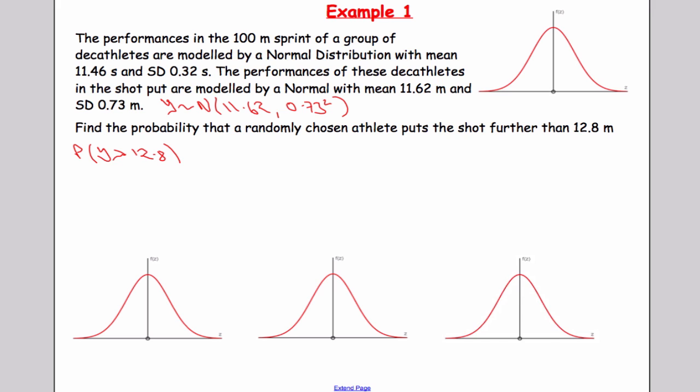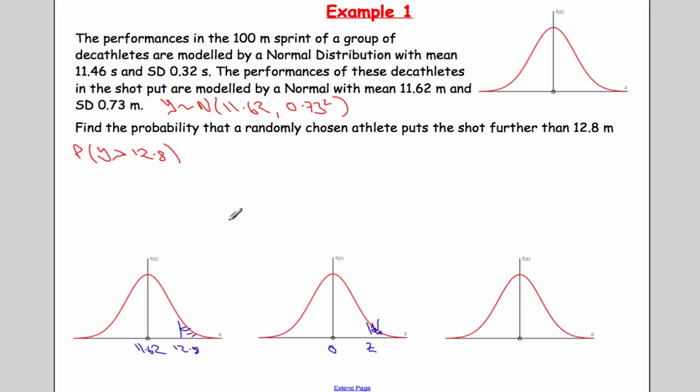Alright, excellent. So the mean in this case is 11.62, and our raw score is going to be 12.8. So 12.8 can go there. And I want the probability that it's greater than that, so I'm looking at this region here. And as always, we're going to transfer or standardize it, so I'm going to look for a z-score, and for this probability, or this area here.